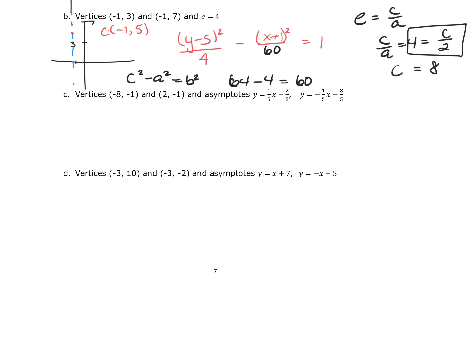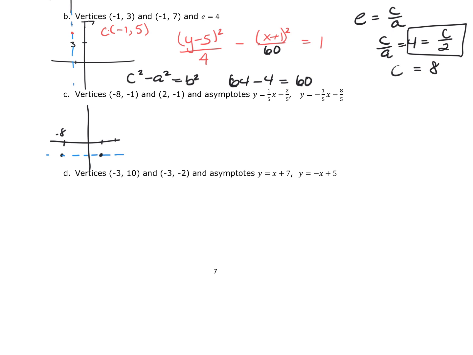The first thing I'm going to do is figure out where my vertices are, so I can determine which way I am oriented. So I always draw a quick sketch. I have (-8, -1) and then I have (2, -1). So this tells me I'm running parallel to the x-axis. That's my transverse axis. So I've traveled a distance of 10.